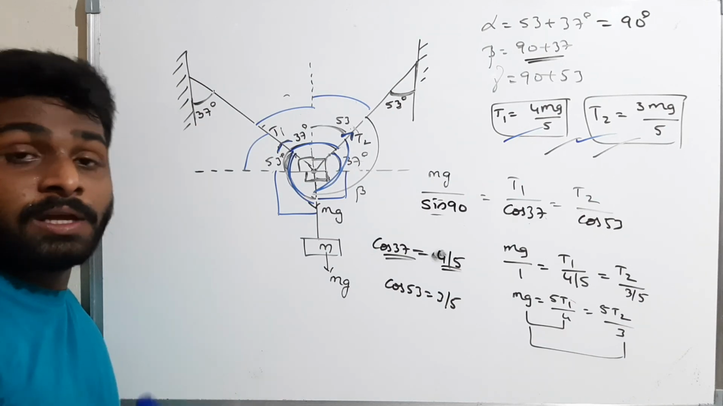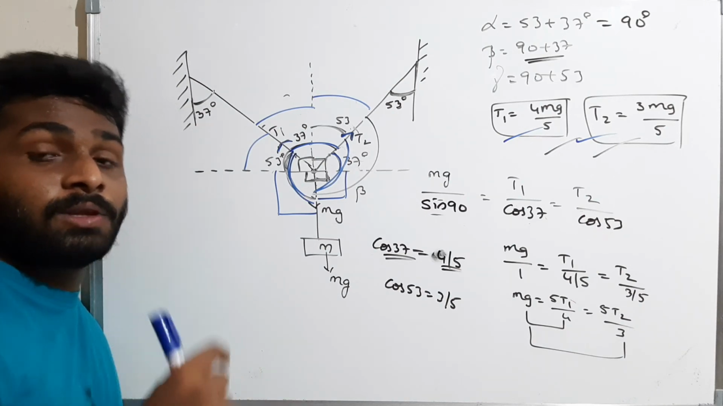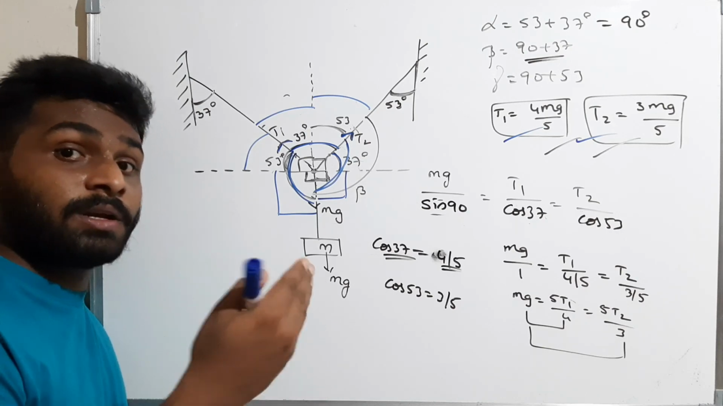Okay, we'll wind up this video. In the next video, we'll see about the dot product and the cross product of vectors. That's simply the scalar and the vector products.